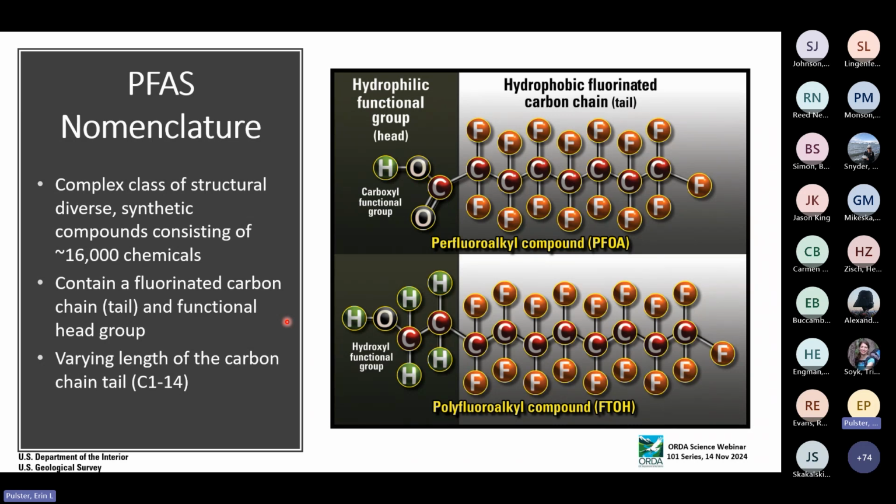There's a lot of definitions to PFAS, but one of the main ones that is consistent is they all have basically a functional head group and a fluorinated tail. The head group is typically hydrophilic and the tail is typically hydrophobic. They can vary in terms of carbon length, basically from 1 to 14 carbons.